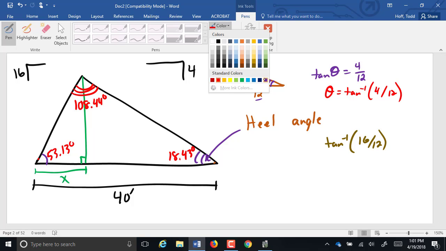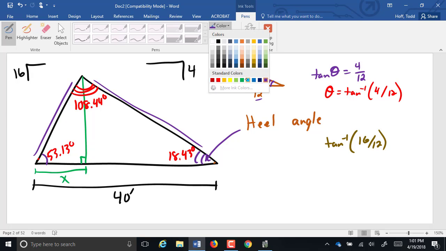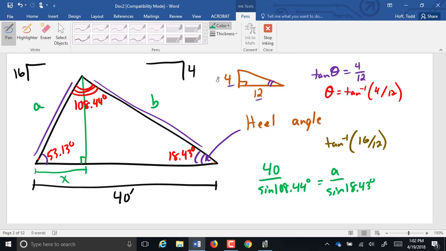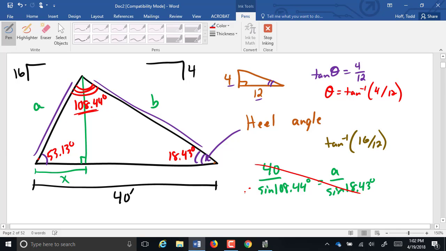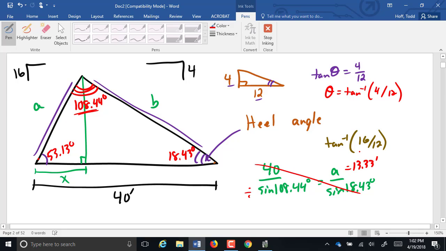So what does that allow us to do? It allows us to find the lengths of our slopes. How? You got it. 40 over the sine of 108.44 degrees equals, let's call this one over here slope A, slope B. So it's going to equal A over the sine of 18.43. Now I chose the smaller one again, but we didn't really have to because this angle is already obtuse, so we know we're not going to have a second obtuse angle. 40 times the sine of 18.43, divided by the sine of 108.44. I get 13.33 feet for A.